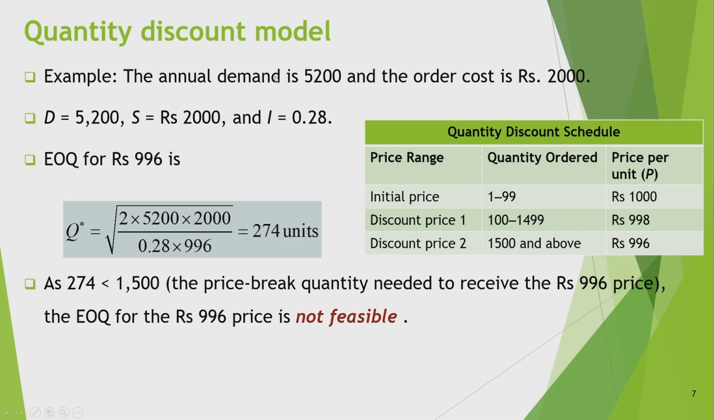Now let us run through an example. Annual demand is 5200 and the order cost is rupees 2000. Demand is 5200.